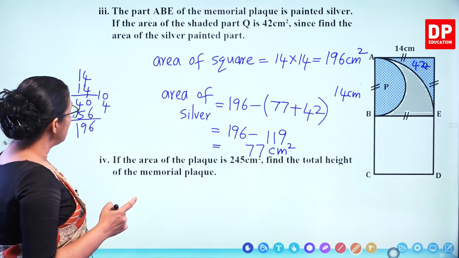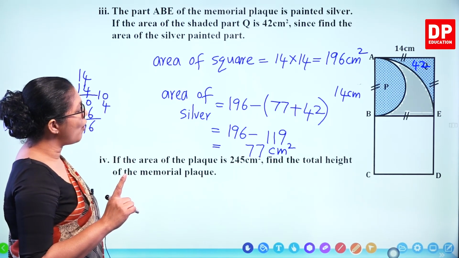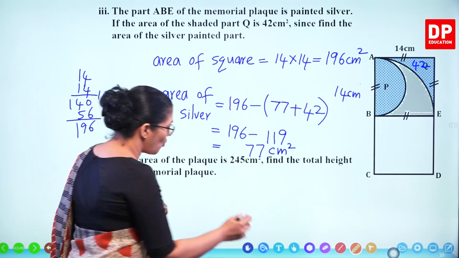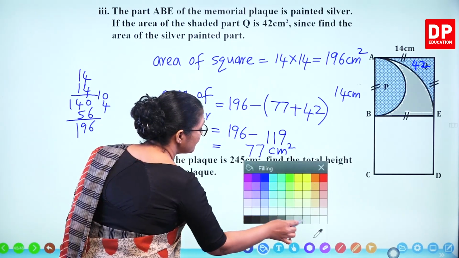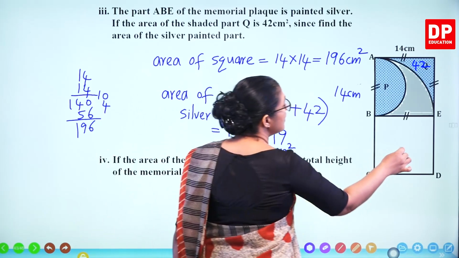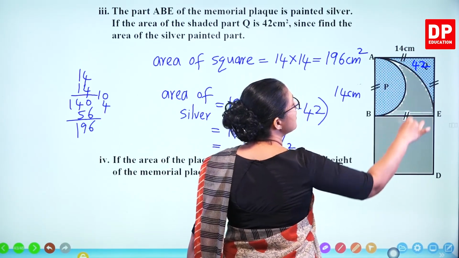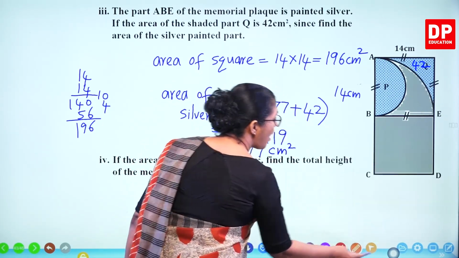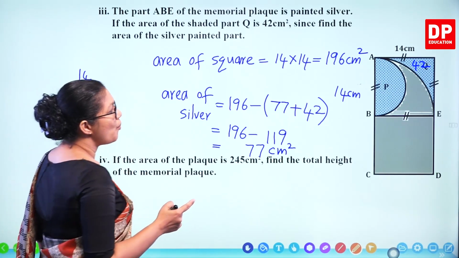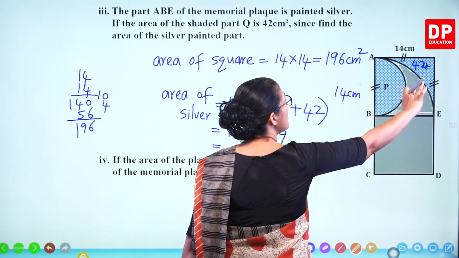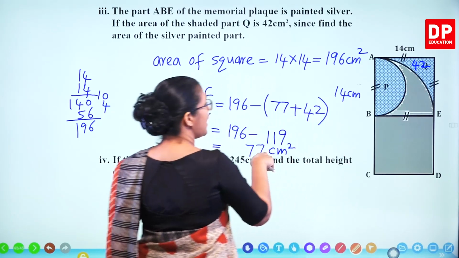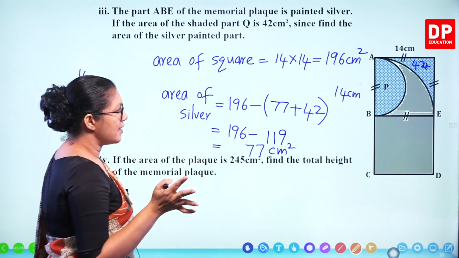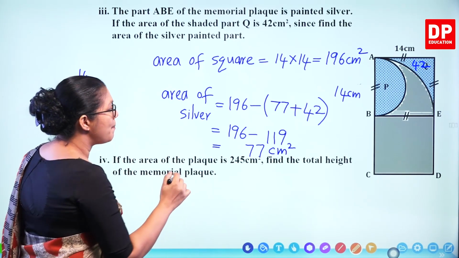Now fourth part. If the area of the plaque is 245 square centimeters, find the total height of the memorial plaque. So we know that, we'll take this color, this one and this one. This is the plaque. So this whole area is 245. So we know this one is 77. We found that. BEA part is 77.